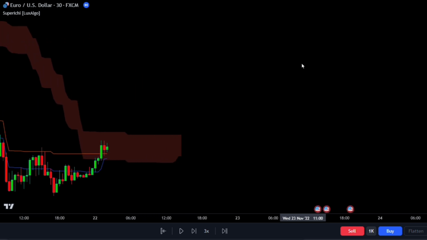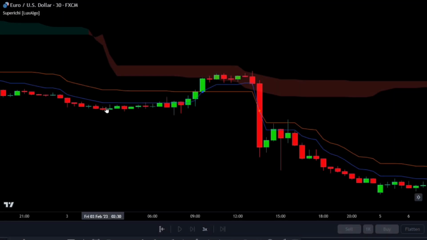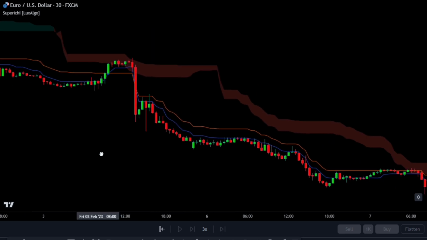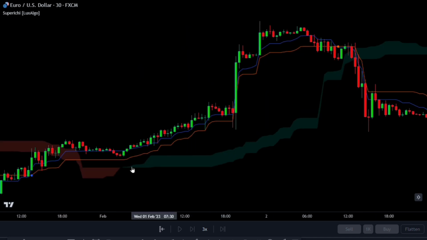Let me explain the simple trading rules for this indicator. If the price closes below the cloud, which is colored in red, and the orange line remains above the blue line, it's a strong signal indicating a downtrend. On the other hand, for long trades, you should only consider buying when the price action closes above the cloud, which is green, and the blue line remains above the orange line.